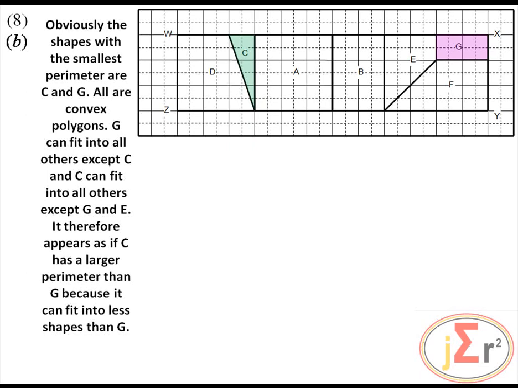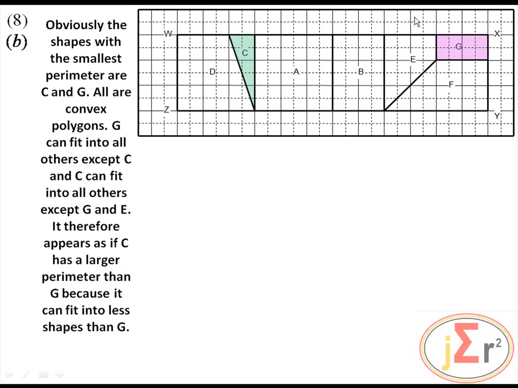All are convex polygons. G can fit into all others except C. Notice that G can fit into all of these except C. And C can fit into all others except G and E. So this one will be able to fit into all others except G and E. It therefore appears as if C has a larger perimeter than G because it can fit into fewer shapes than G.